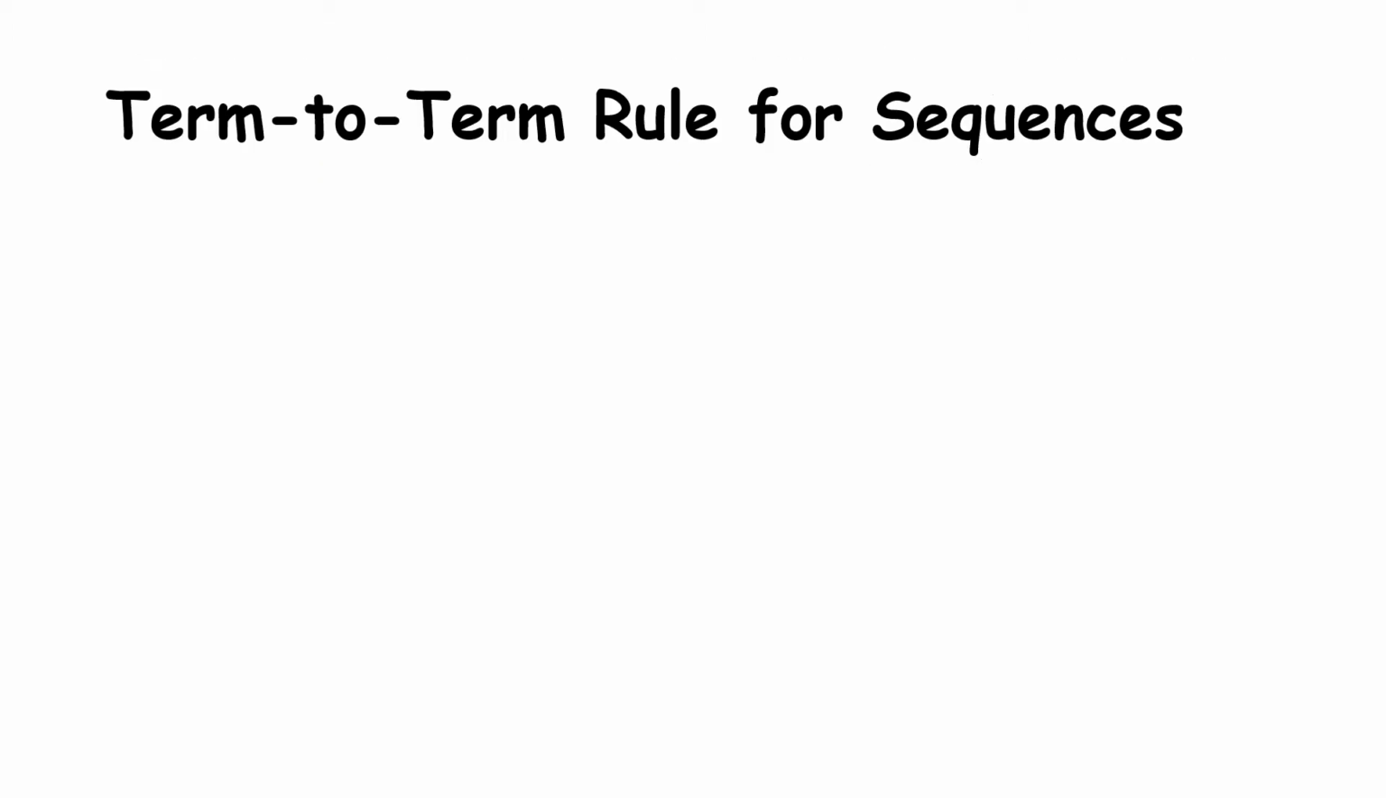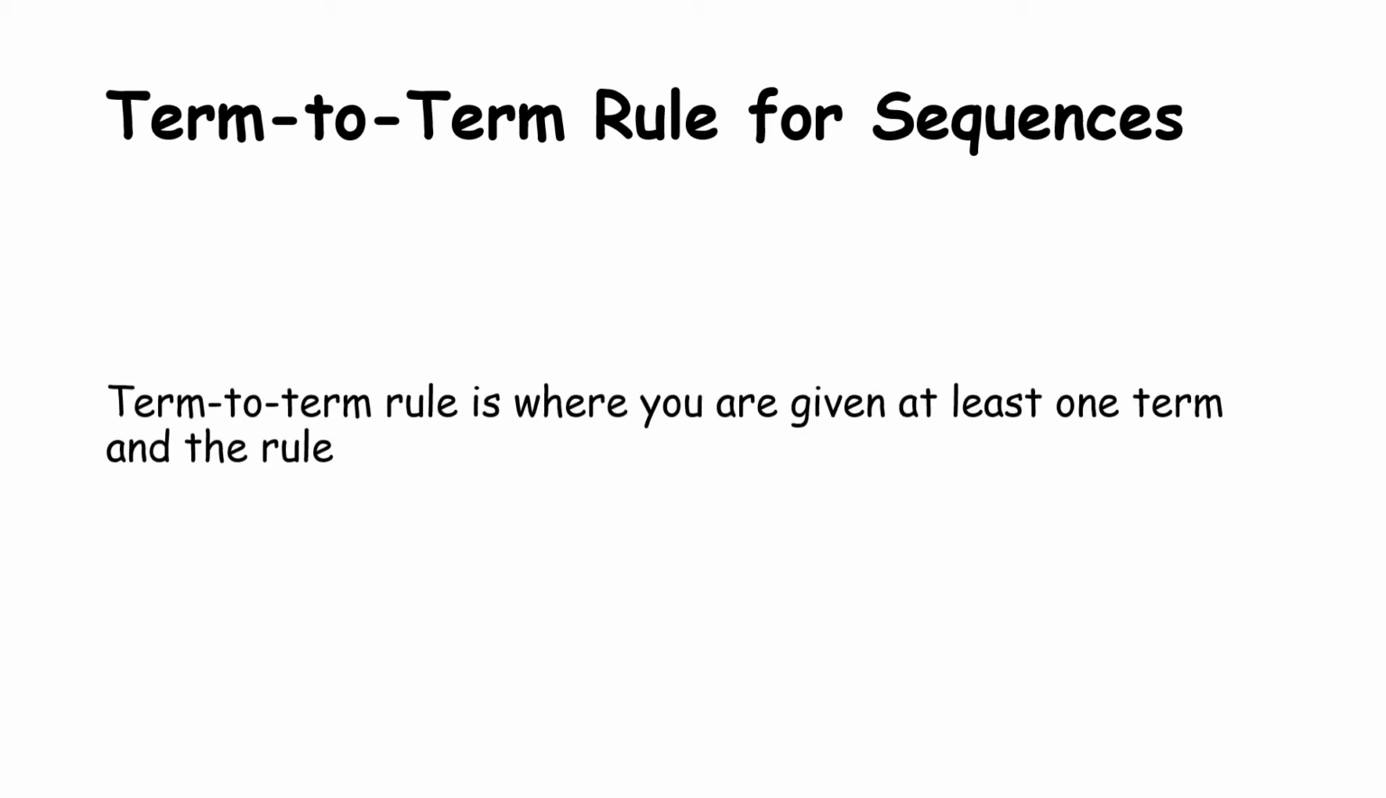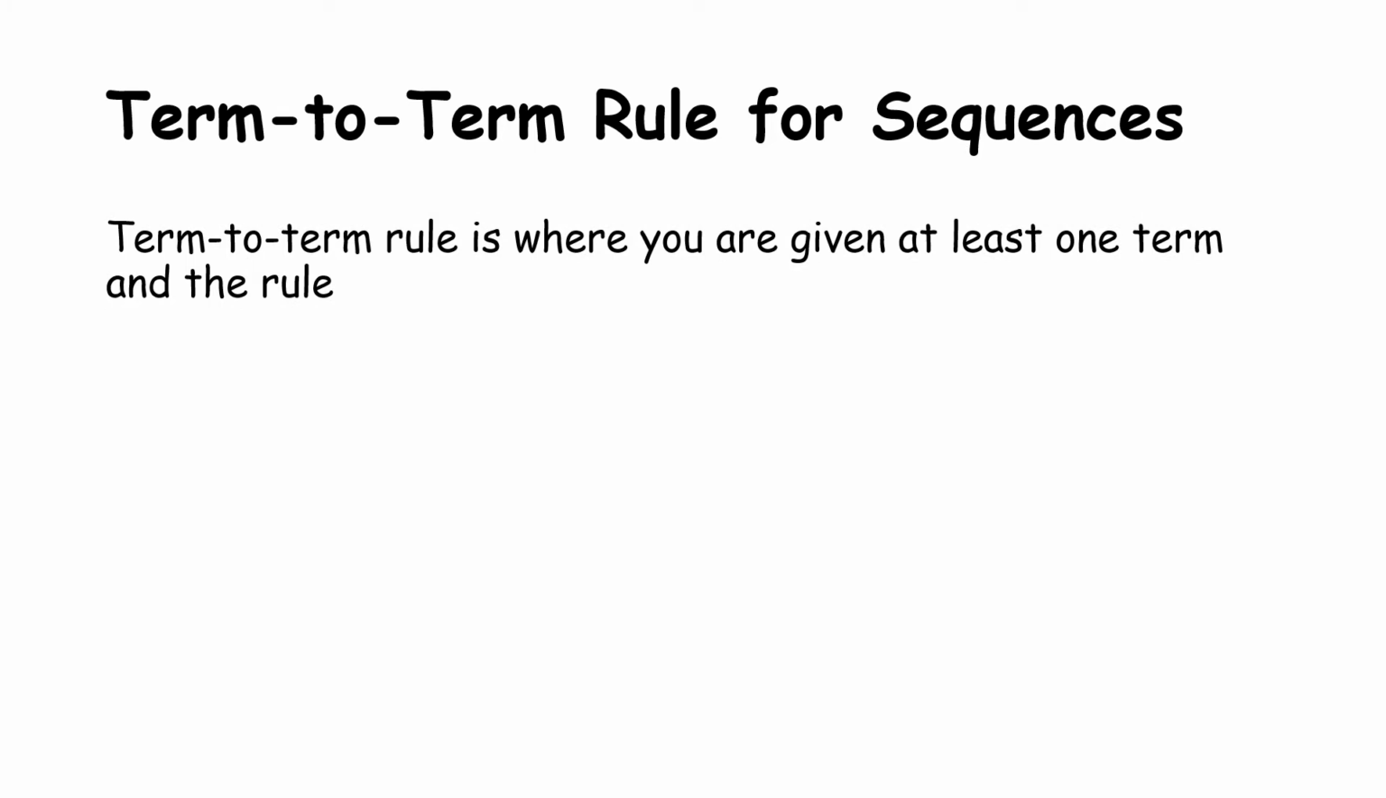So let's talk about the term-to-term rule for sequences. So if I was to ask you to write a linear or an arithmetic sequence, I need to give you two pieces of information. I would need to tell you what the rule is. So what do you need to do to get from one term to the other? We call that our difference. And the other thing I'd need to tell you is where to start. So the term-to-term rule is where you're given at least one term and the rule.